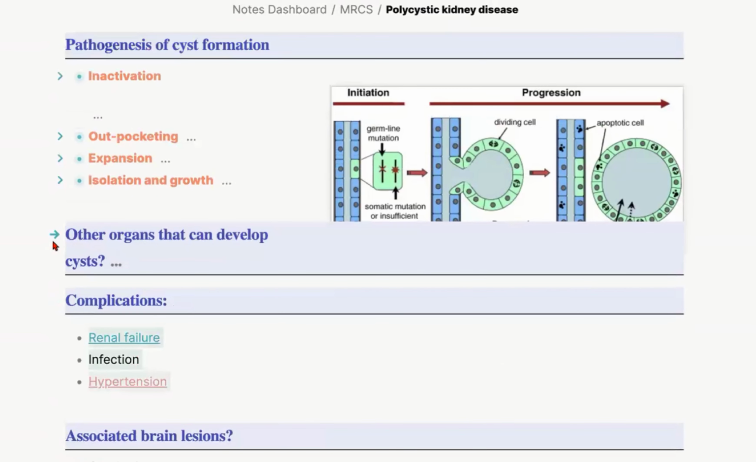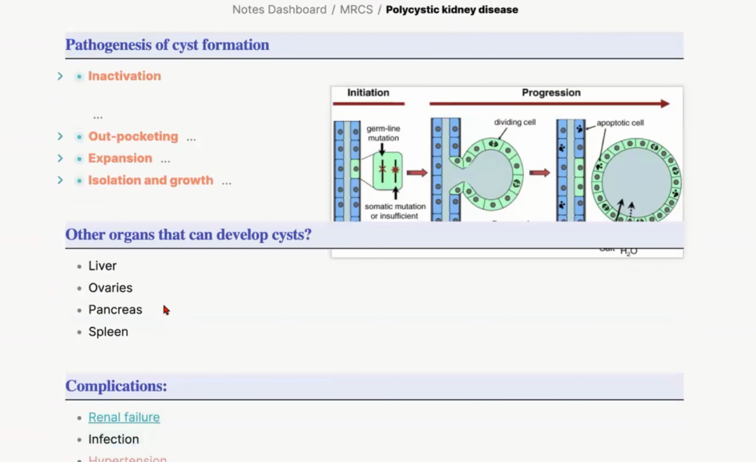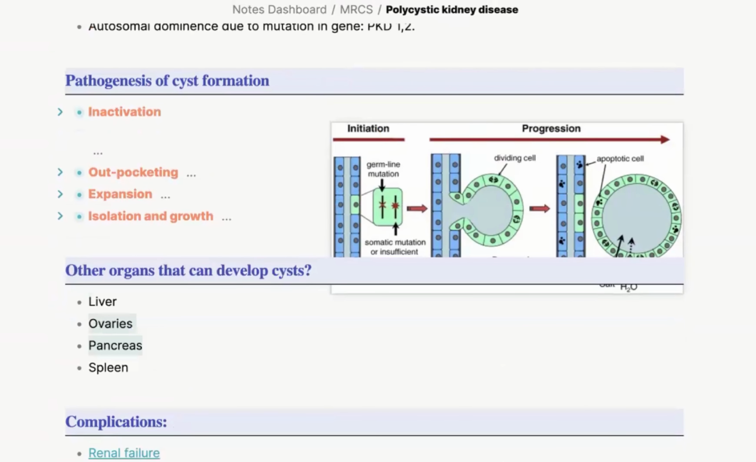Other organs that can develop a cyst, you can also mention the ovary and the pancreas. You mentioned liver and spleen. I thought you asked in this condition, so I was, okay. Ovaries and pancreas can also develop cysts in polycystic kidney disease. Any organ in the body can have cysts, right? Any organ in the body can have cysts. But in polycystic kidney disease, you get the liver, the ovaries, the pancreas, and the spleen.